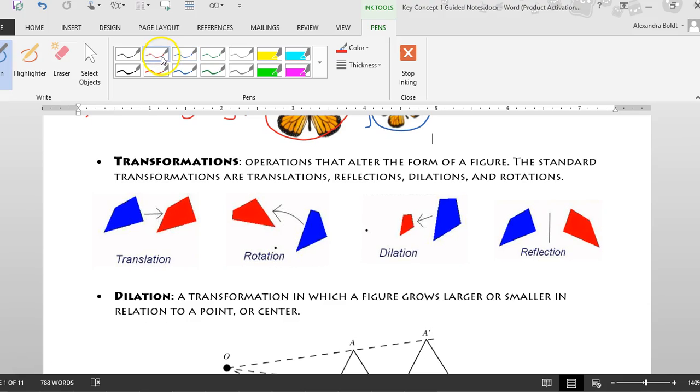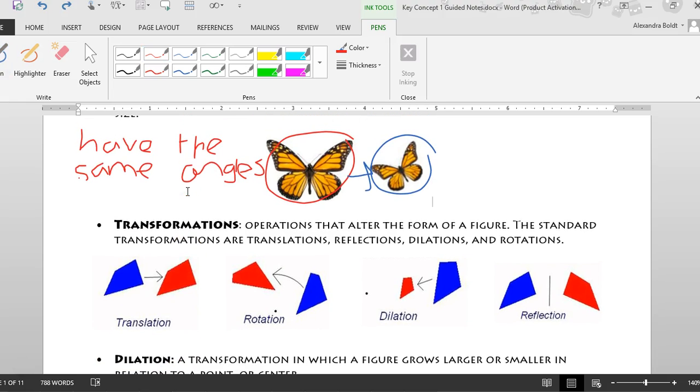So this translation here, right? The translation is really just moving that figure over. The rotation rotates it around a point. So think like a carousel or a merry-go-round, right? If you move around that center point, you're still staying the same shape. You didn't change size. You're just moving.